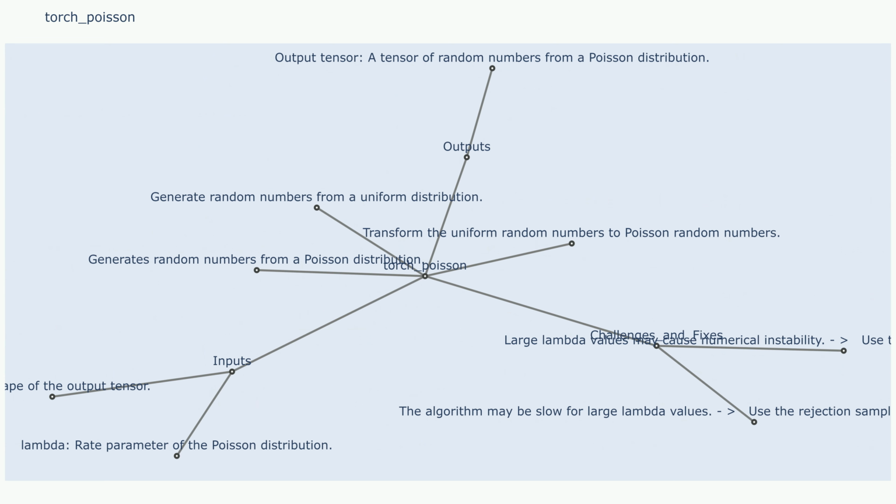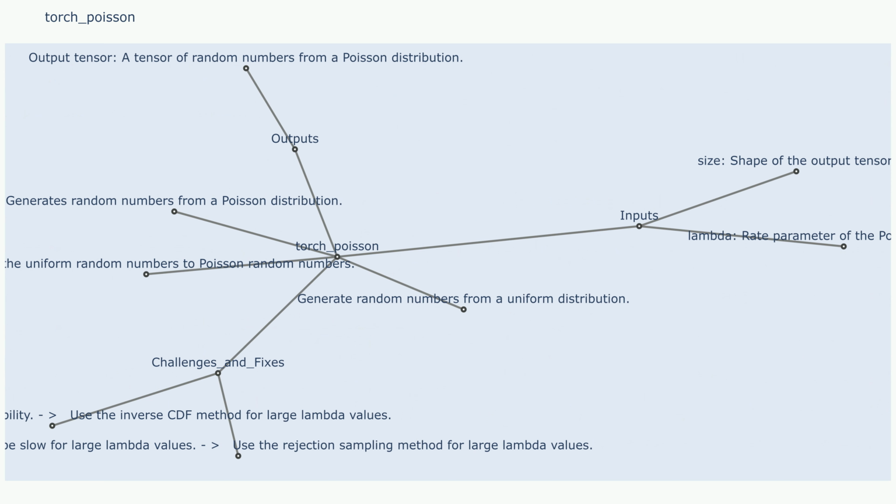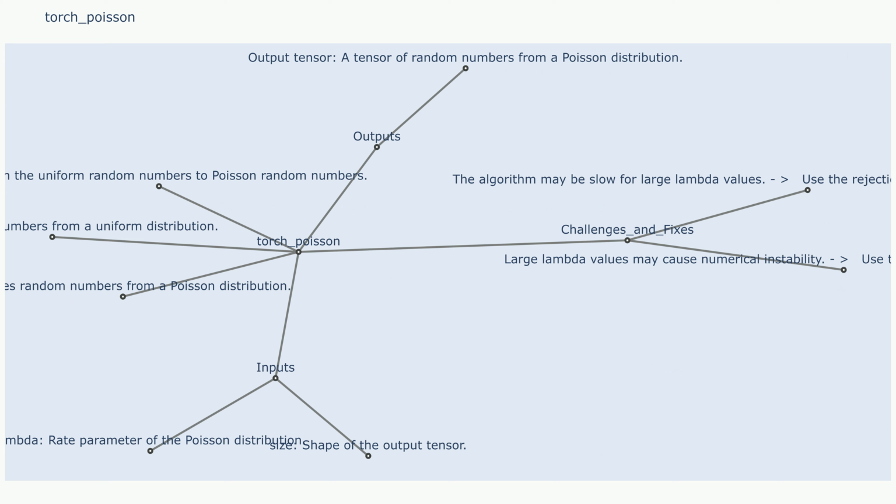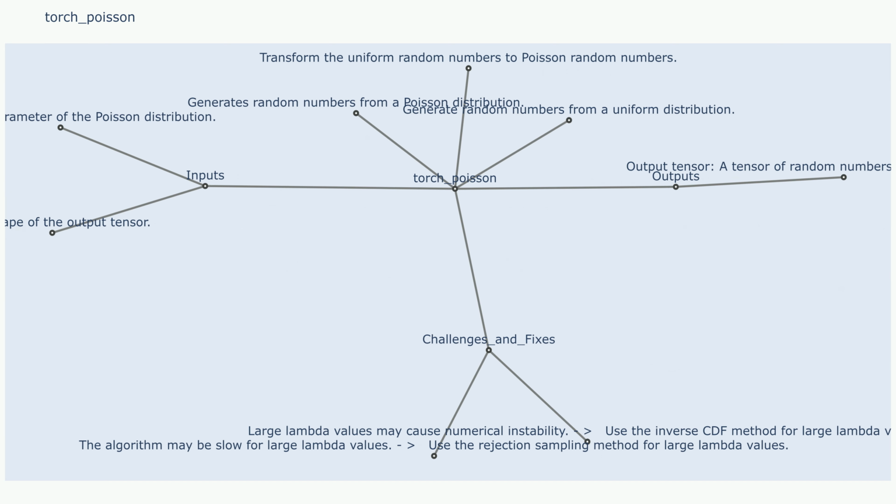Challenges and fixes. Challenge 1: handling large rate parameters. Sample use case that resulted in challenge 1: if the rate parameter lam is very large, it can lead to numerical instability issues when calculating the Poisson probabilities. Fixes to challenge 1: for large rate parameters, it's recommended to use alternative methods for generating Poisson random numbers, such as the rejection sampling method. These methods can handle large rate parameters more effectively.